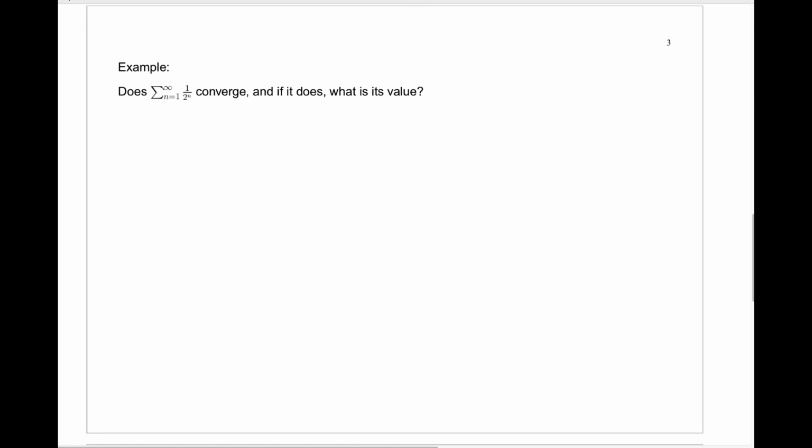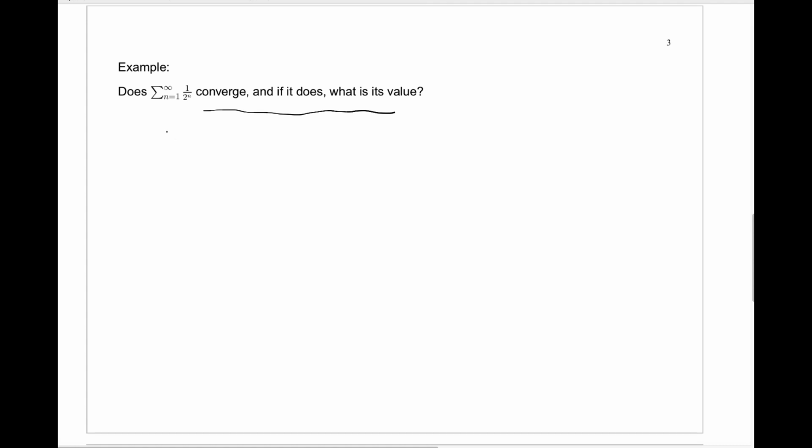Does this series, the sum from n equals 1 to infinity of 1 over 2 to the n, converge? And if it does, what is its value? We'll often ask this question, because in order to talk about the value of a series, we need it to converge. So the first question is, does it converge or does it diverge? If it diverges, there's no notion of value that we can give to it. But if it converges, then we sometimes will be able to find the exact value for the series, and many times that's interesting.